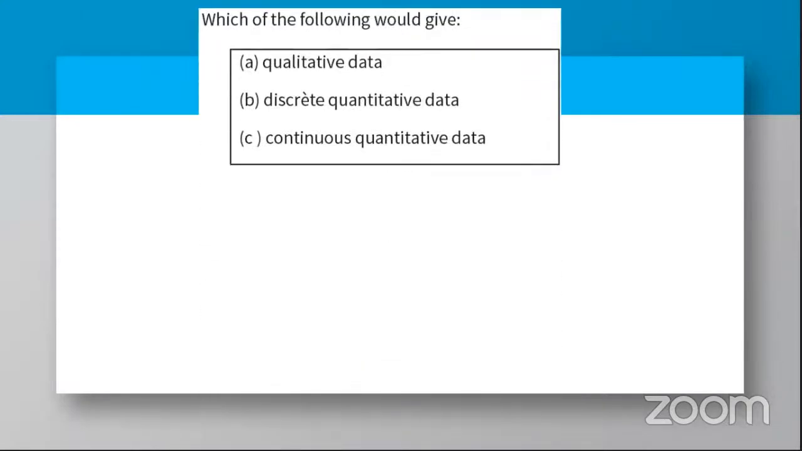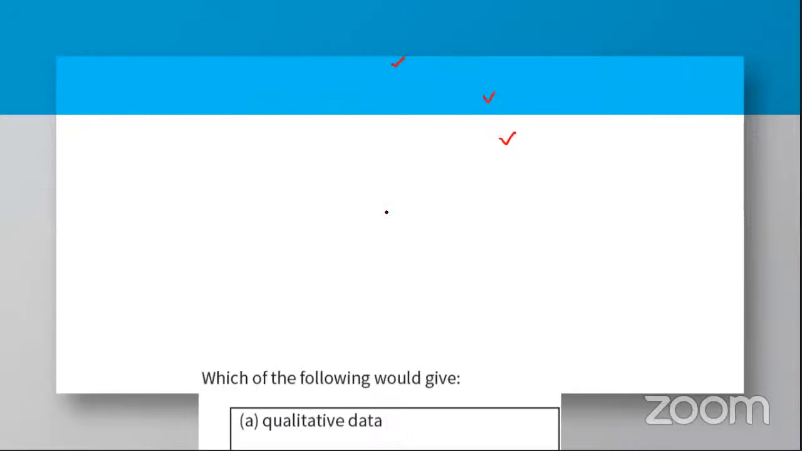Good. Next, we need to identify the following. We are now going to put them in the different categories that we have here. From the categories we are going to be given, we are going to point out which one is qualitative, which one is discrete, which one is continuous type of data. This is our last part because our time is running out. We have about 10 minutes.